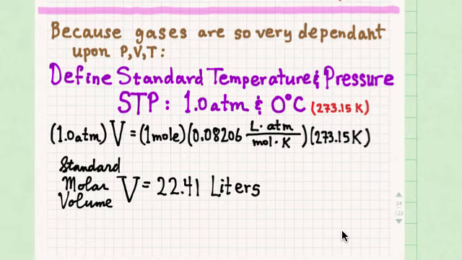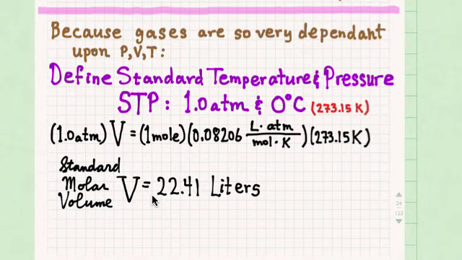Did this little calculation. If I had 1 mole of gas, doesn't really matter what gas it is, interestingly. Could be any kind of gas: methane, helium, sulfur hexafluoride, uranium hexafluoride, doesn't matter. 1 atmosphere pressure, gas constant, Kelvin temperature, the volume comes out to 22.4 liters. This is called the standard molar volume.